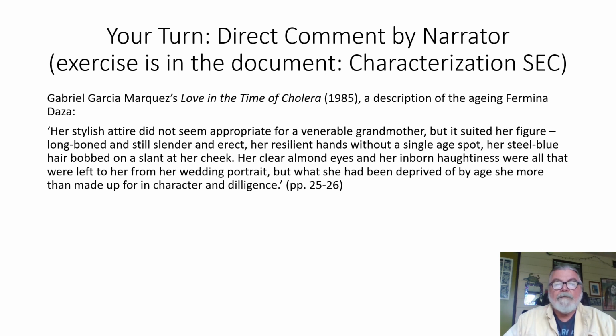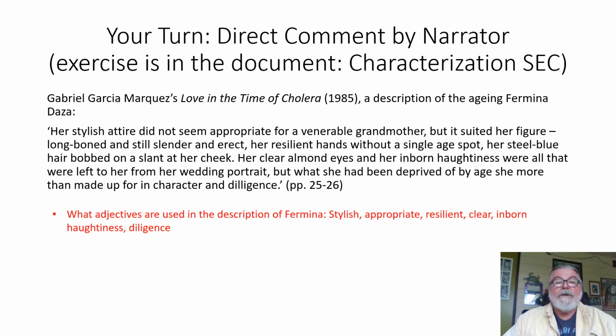So as I read this, this is direct comment from the narrator. What is the narrator revealing about this particular character? There are some questions that I want to ask myself. First, what adjectives are used in the description of Fermina? We have stylish, appropriate, resilient, clear, inborn, haughtiness, diligence. I want to identify these because this sets the tone that the author uses when describing this character. Next, what words are used to describe her? Grandmother, all that was left, deprived, so something was taken away from her.